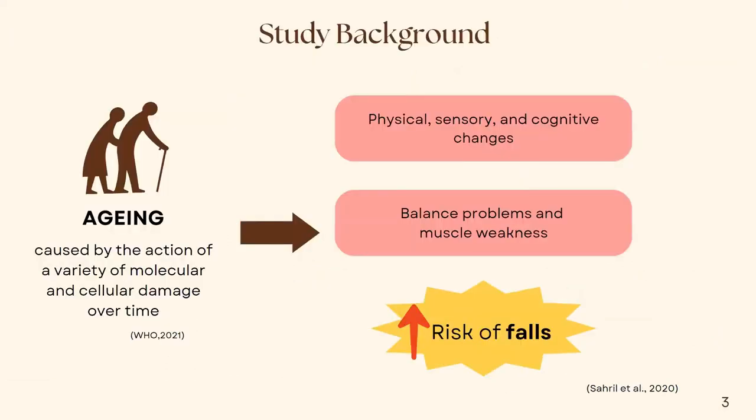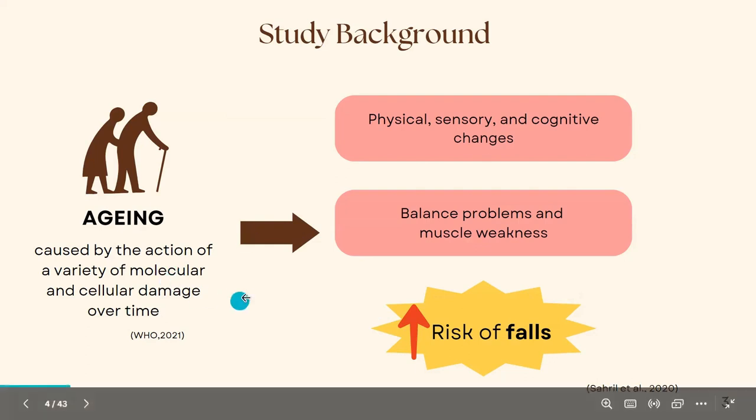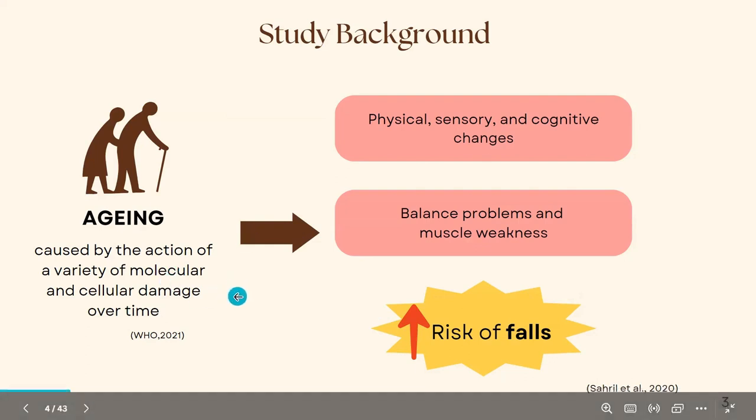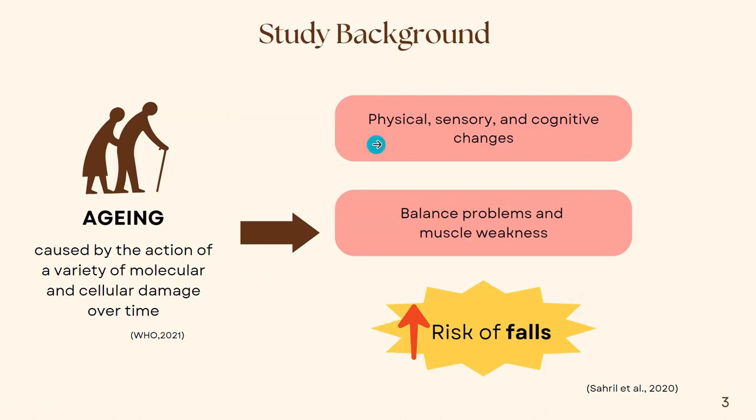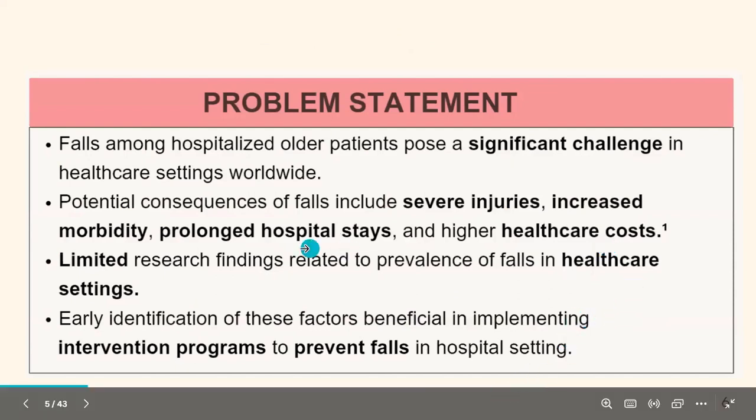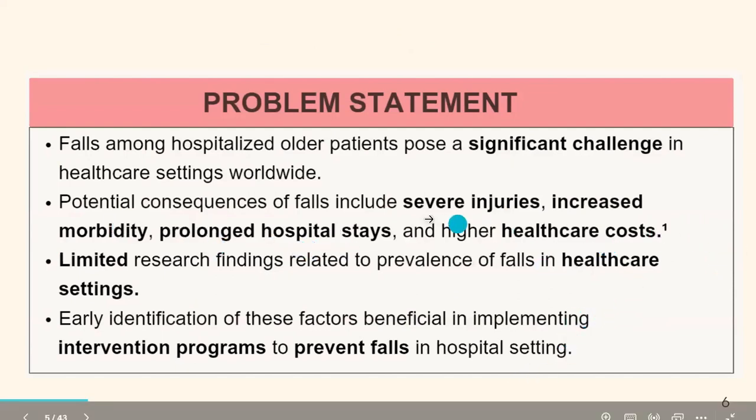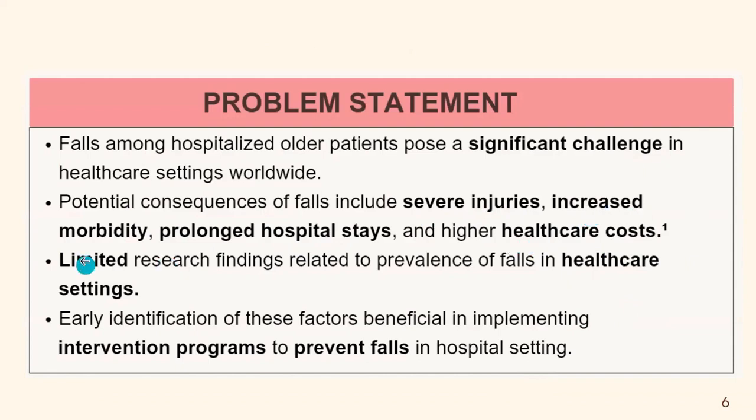Why are falls common among older adults? Because of aging issues caused by the action of a variety of molecular and cellular damage, leading to physical, sensory, and cognitive changes, and also balance problems and muscle weakness that make them higher risk of falls. The potential consequences of falls include severe injuries, increased morbidity, prolonged hospital stay, and higher healthcare costs.